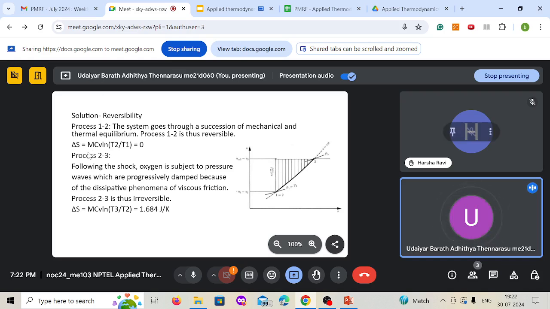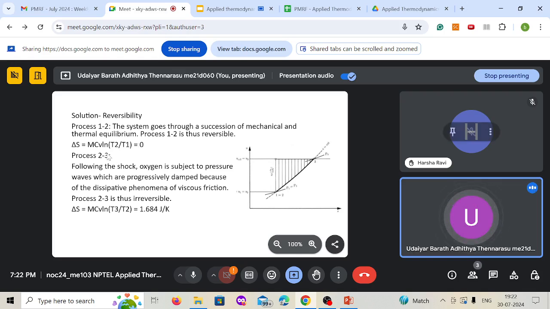In that case, for mcv ln T2 by T1, the entropy change is 0. So there is no entropy generated. That also says that the process is reversible.